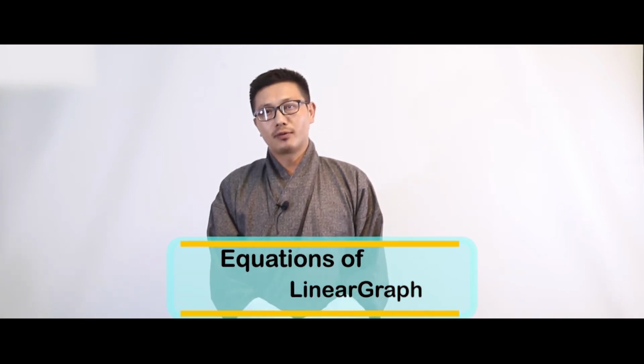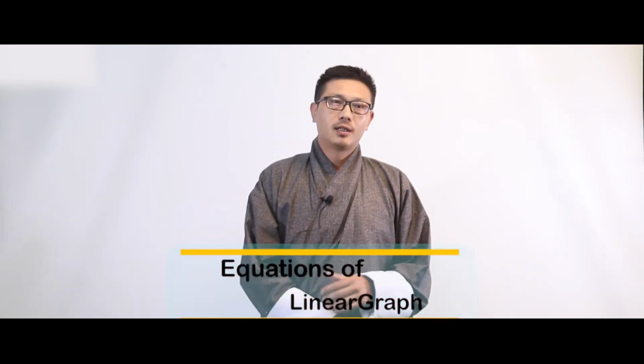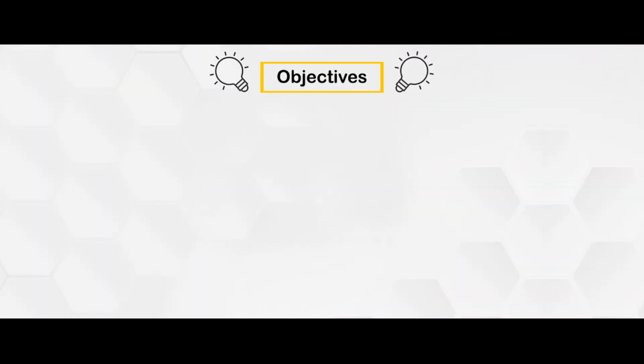This lesson today is intended for Key Stage 4 learners for classes 9 to 10. And the topic for discussion today is equations of a linear graph. Let us take a look into the objectives for our lesson today.